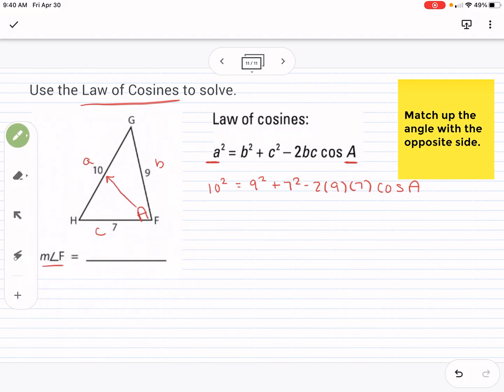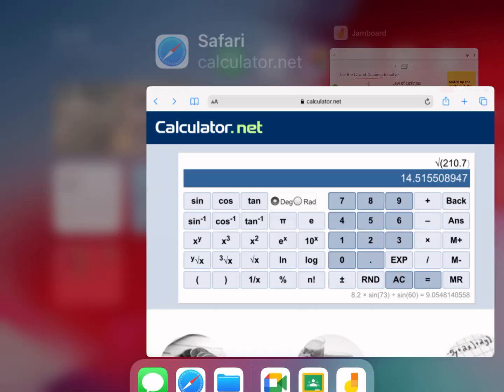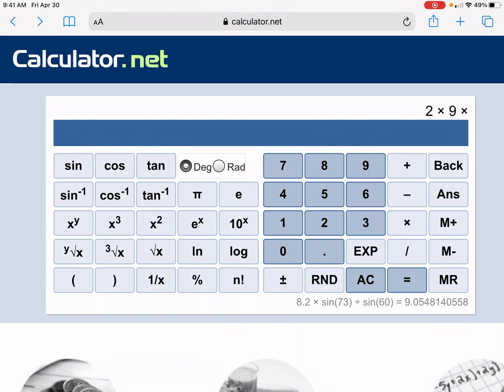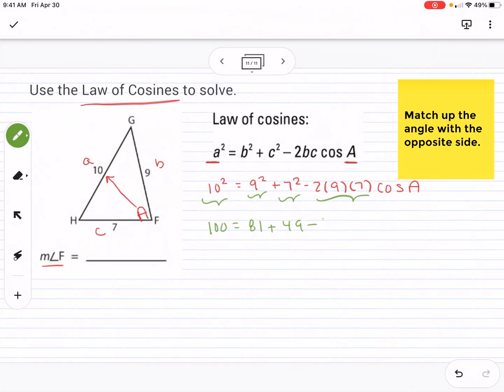And now I'm going to start by making this smaller. 10 squared is 100. 9 squared is 81. 7 squared is 49. 2 times 9 times 7 is 126. And I'm going to leave cos A there because we don't know the angle. Next, I can add 81 plus 49. That comes out to 130. Notice I didn't subtract the 126 because it's stuck to the cos A. So since 126 is stuck to the cos A, I can't get rid of it yet.